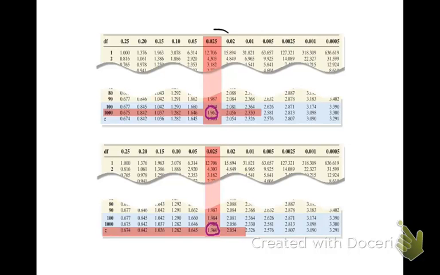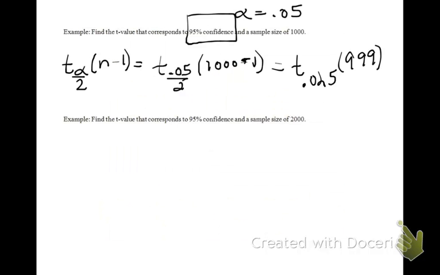So here's 0.025, but when I look for the number 999, it's not on the table. However, 1,000 is. So what we'll have to do is go very close to 999. We'll have to just use the 1,000, and that's 1.962. So here we'll say our t-value is approximately 1.962.